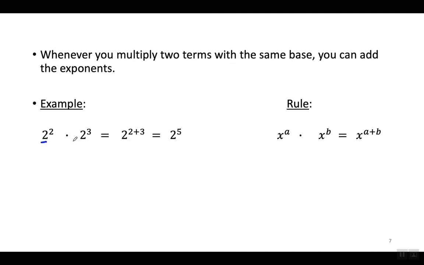So here I'm multiplying. The base is the big number, right? So if they got the same base, you add the exponents. So the answer would be you add the 2 plus the 3, it's 2 to the 5th power. And of course, you may have to work that out, right? But this is the rule. When you're multiplying and you have the same base, you add the exponents.